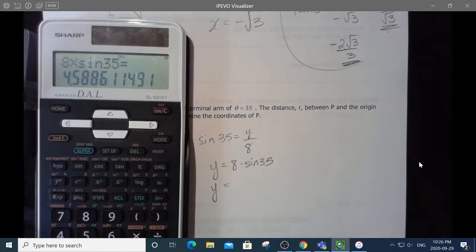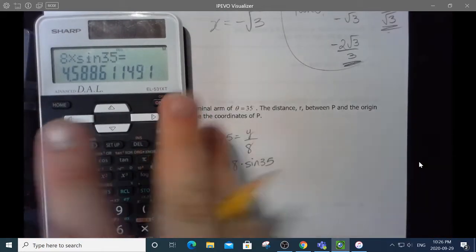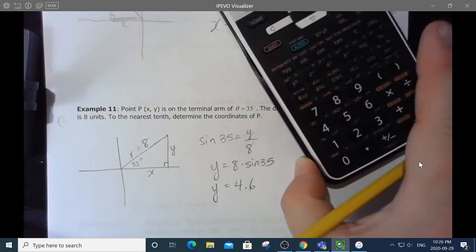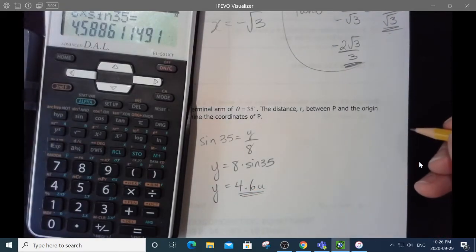And that looks like it said, now to the nearest, what did we want it to? The nearest tenth. So that's 1 decimal place, so we're looking at 4.6. Do we have a unit here? Units, didn't say. And what else do we need to know?